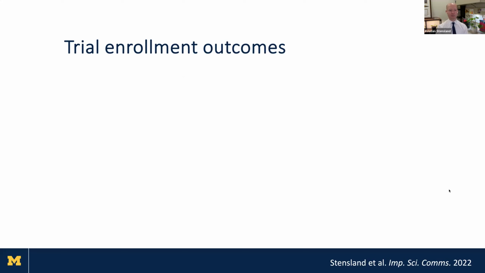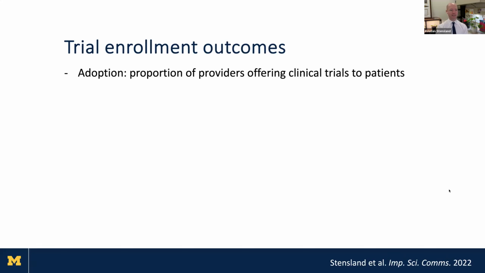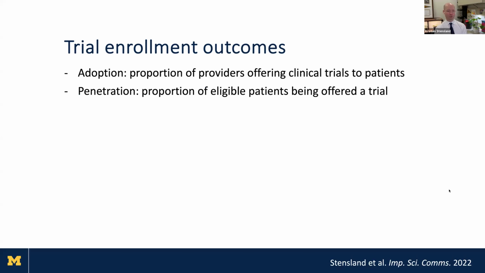enrollment outcomes specifically. So how we adapted Proctor's outcomes here is the idea of adoption, which is the proportion of providers who are offering clinical trials to patients, versus penetration, which is the proportion of eligible patients who are being offered a trial. And the reason that's important to distinguish between these is if you have 100 patients who are being enrolled, but they're all from one provider, then the way that you would improve enrollment to that trial is trying to reach out to other providers. But if instead you have 100 patients who are enrolling, but it's one patient each from 100 providers, then maybe we need to be working on penetration in order to reach more eligible patients.